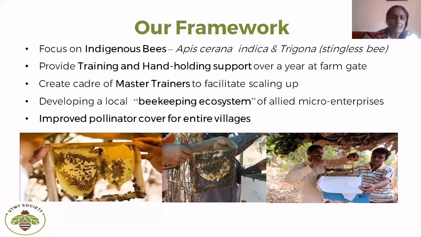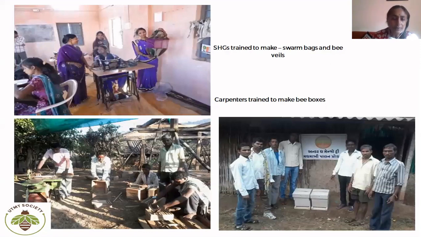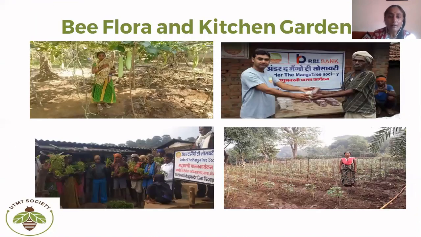Here you can see some pictures. These are local carpenters in Gujarat, women in SHG groups. The other thing that we added to the program a couple of years ago was adding seeds and saplings, which are very bee friendly.